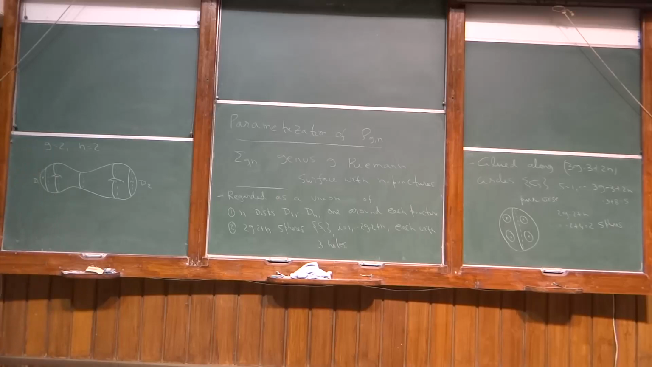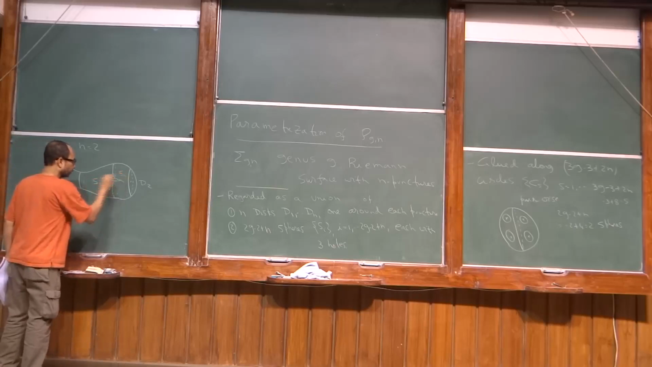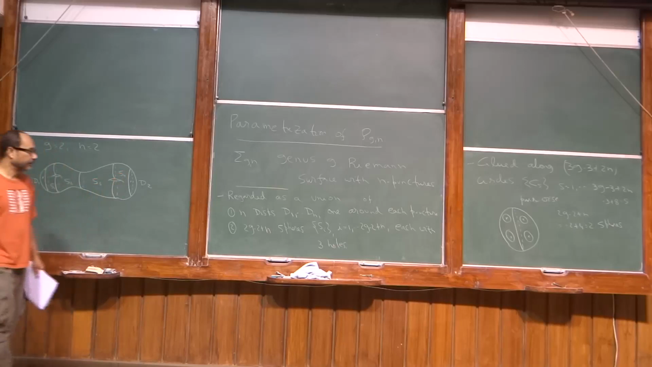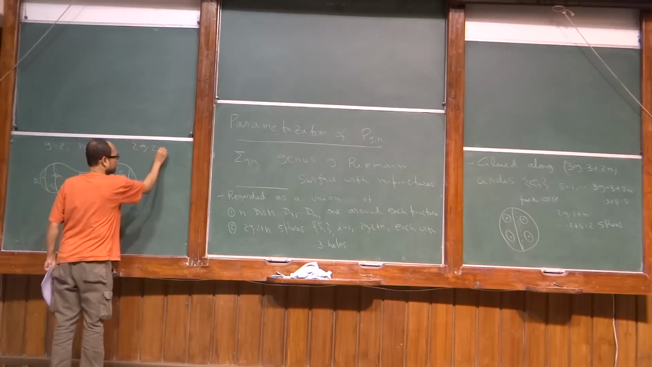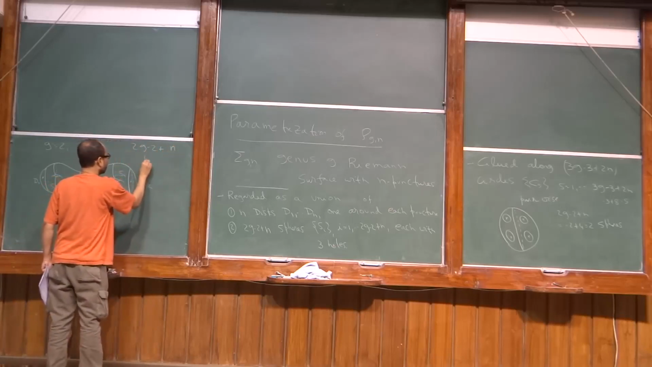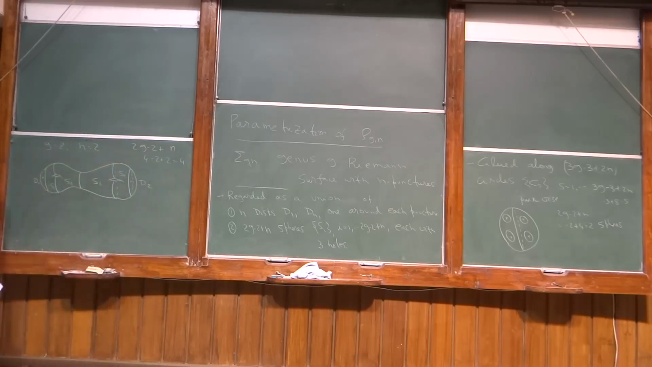So let's count how many spheres we have. S1, S2, S3, S4. Okay, so the number of spheres is supposed to be 2g minus 2 plus n, which is genus 2, so this is 4 minus 2 plus 2, that's 4. Is that clear?